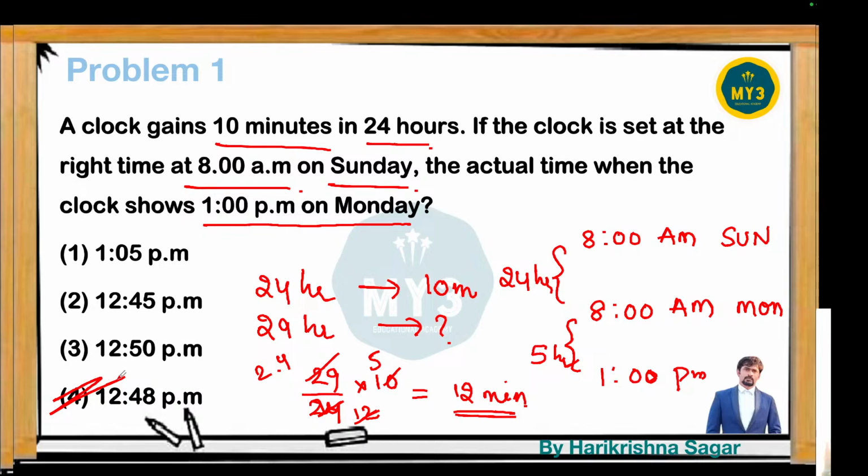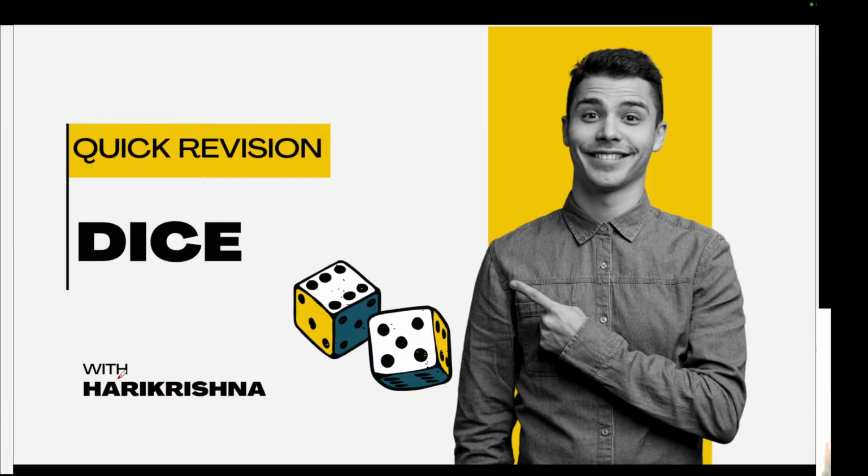All these questions are based on the unitary method. It's not a complex concept. That's it, the clocks topic is over. And moving forward to unit number 2. In unit number 2, you will have questions which are related to dice.